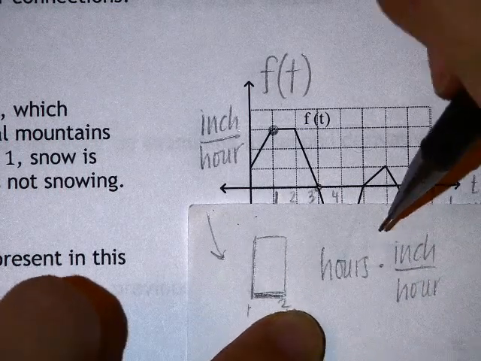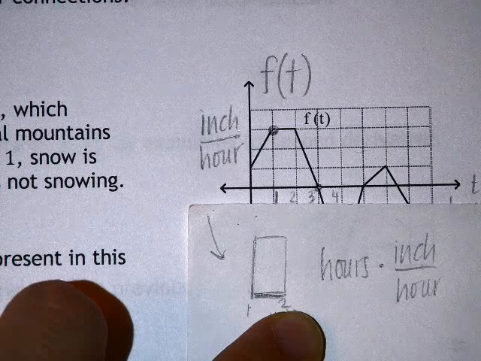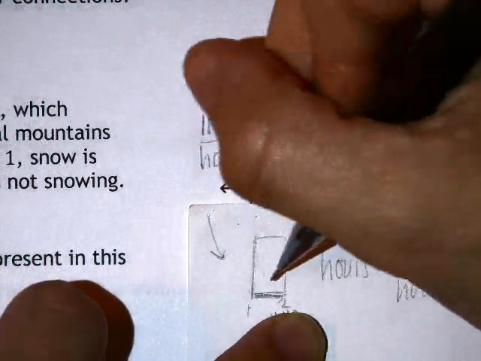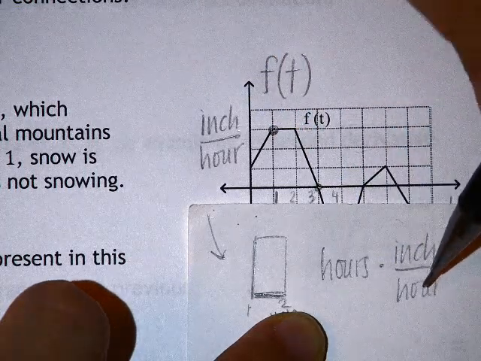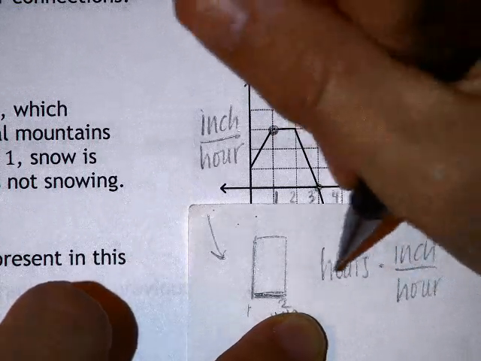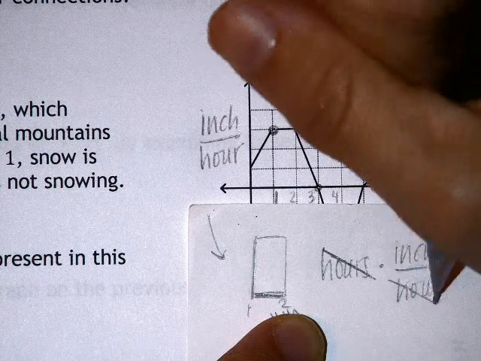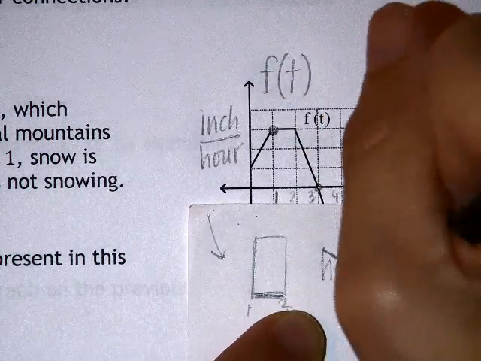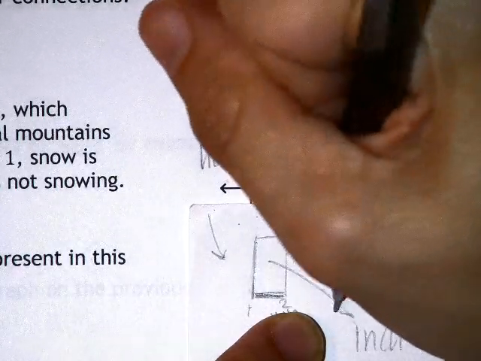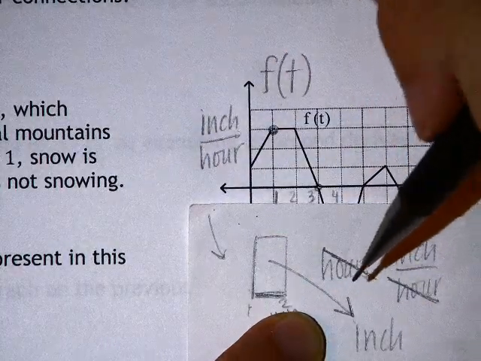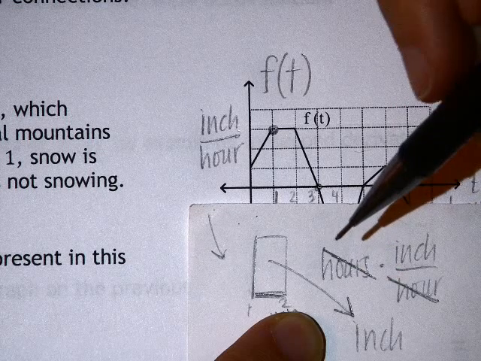And I'd be finding the area by doing base times height. Now, whatever those numbers are, the number of hours in the base is going to cancel the bottom of this inches per hour in the height when I multiply them. So hours would cancel, leaving us with inches. So that means that the area that I calculate represents inches as its units.